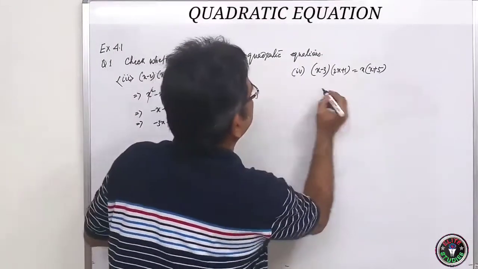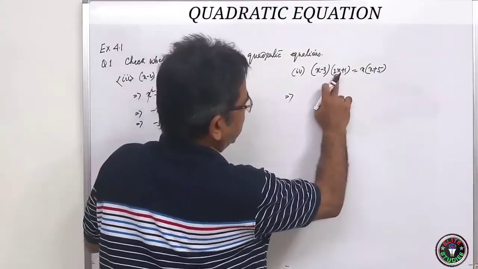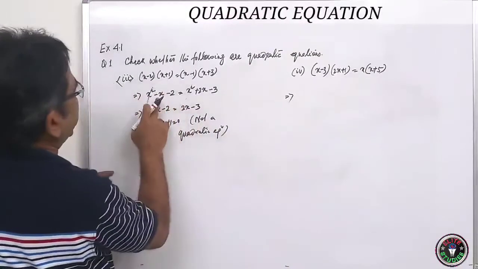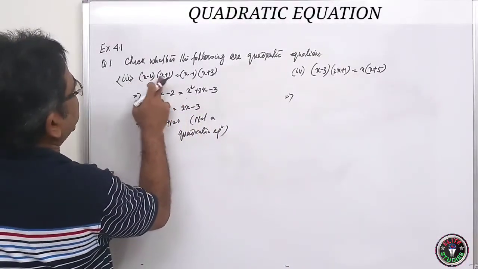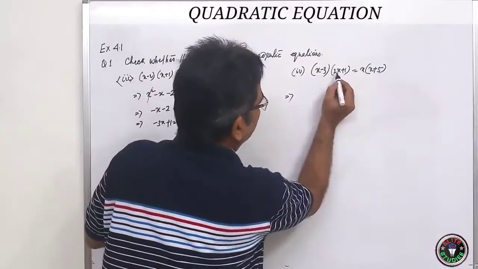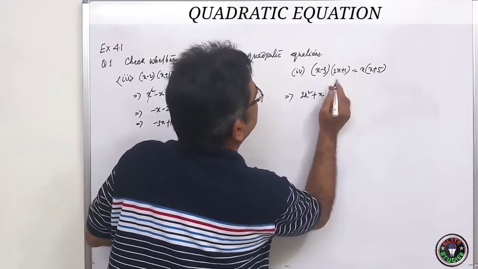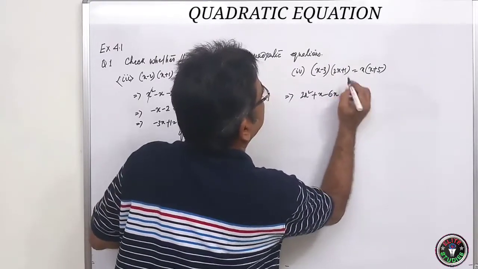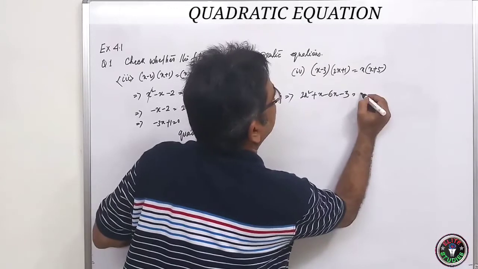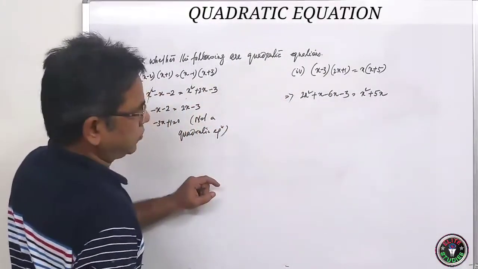Now let us try this. Here you can do it directly when the coefficient of x is 1, but in this case you would open it. So 2x into x is 2x square, x into 1 is x, then minus 6x minus 3 is equal to x square plus 5x.